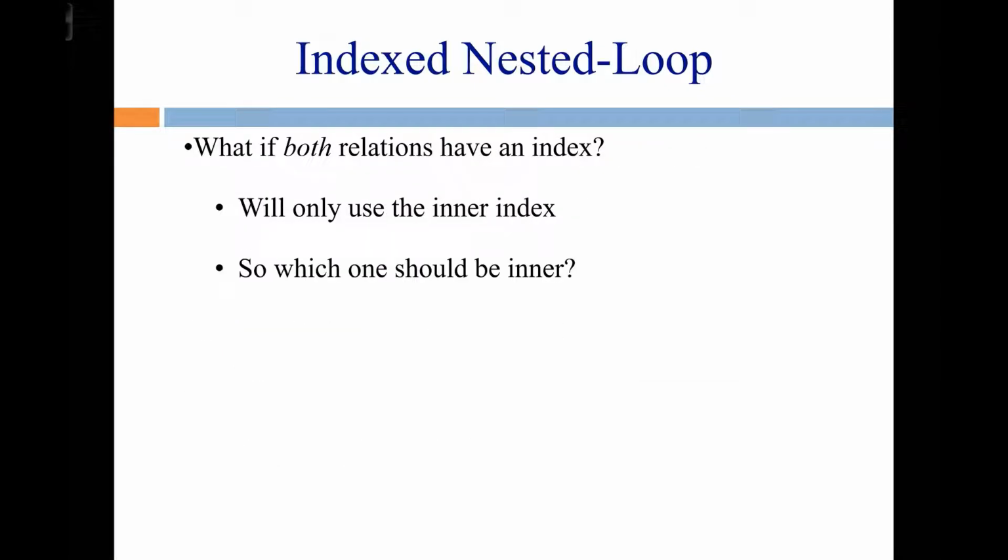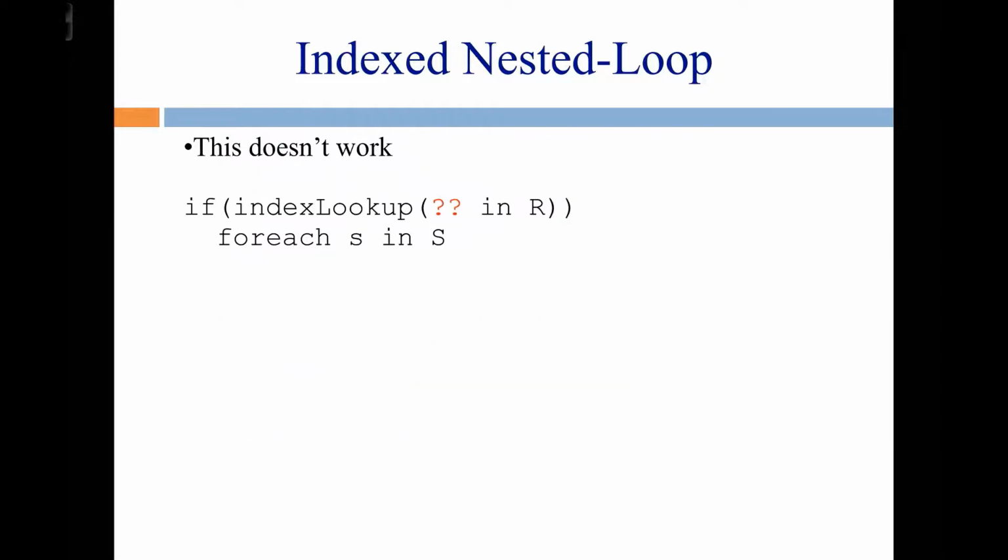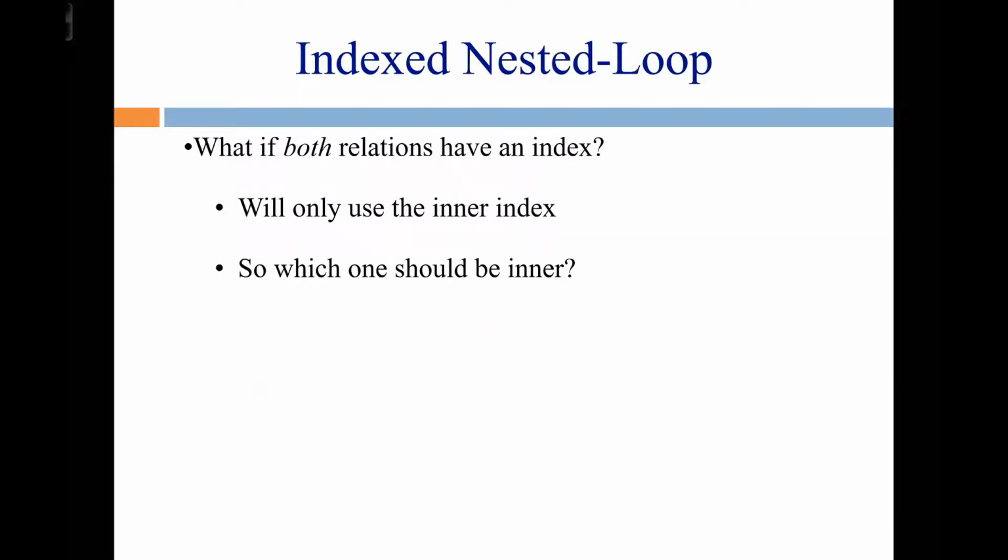Now, what if both of the relations have an index? We can still only use one of them due to this issue right here. We need to look at everything in one of the relations no matter what. So that just has to be a linear scan. So if both of the relations have an index, then which one should be outer and which one should be inner?